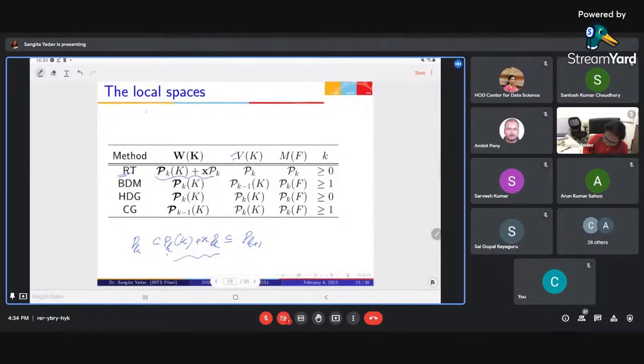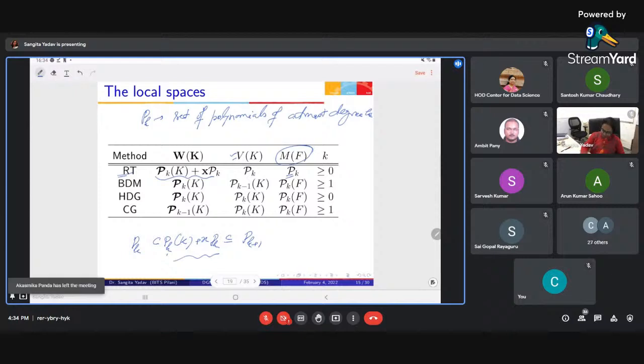And for the space V, we will be choosing a set of polynomials. So P_k, let me explain what P_k is. P_k denotes the set of polynomials of at most degree k. So from this space M, we will be choosing our numerical trace. So we are also choosing it to be a polynomial of degree k. So the choices for this are possible if I choose k to be bigger than or equal to 0.